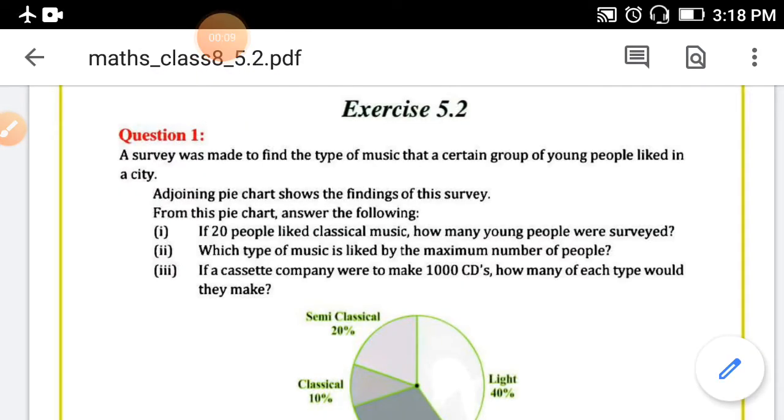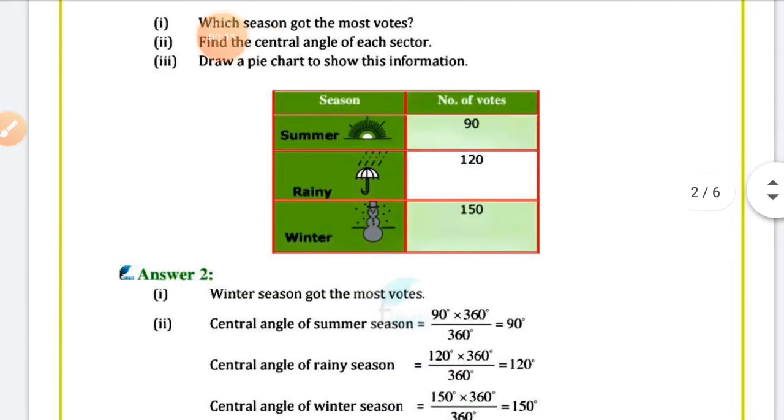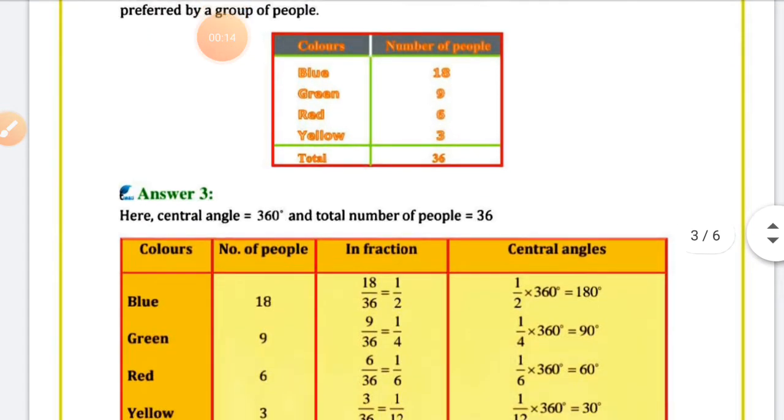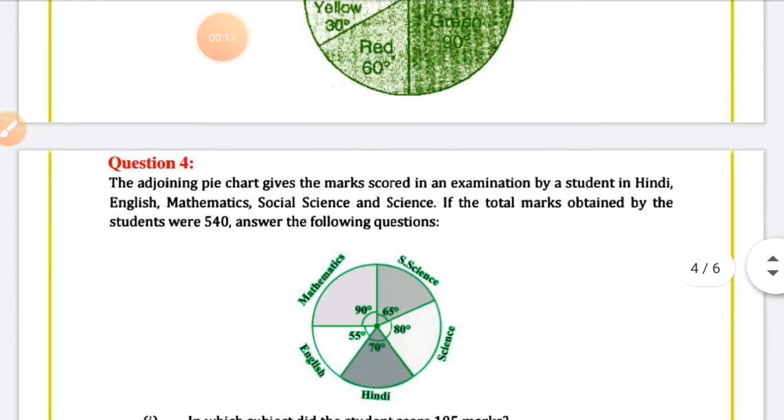Exercise 5.2. In that we have seen question number 1, 2 and 3. It's about pie chart. Now let's see question number 4. The adjoining pie chart gives the marks scored in an examination by a student. So marks scored in different subjects are given in the pie chart. What are the subjects? Let's see. It is Hindi, English, Maths, Social Science and Science. If the total marks obtained by the student were 540, answer the following questions.